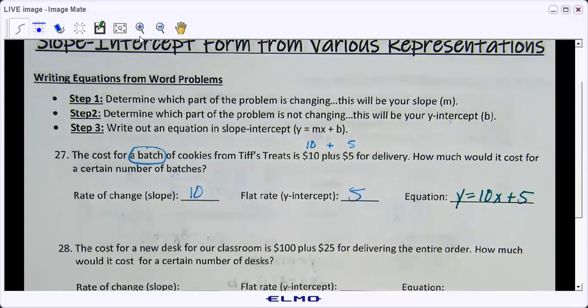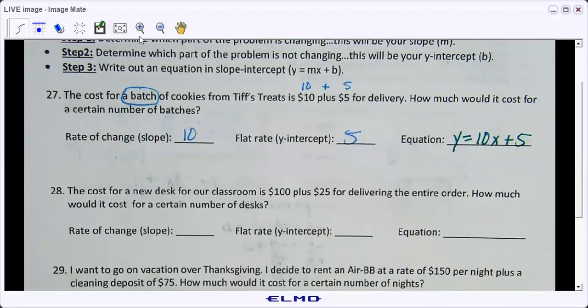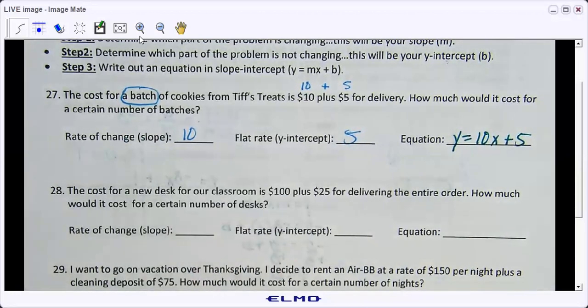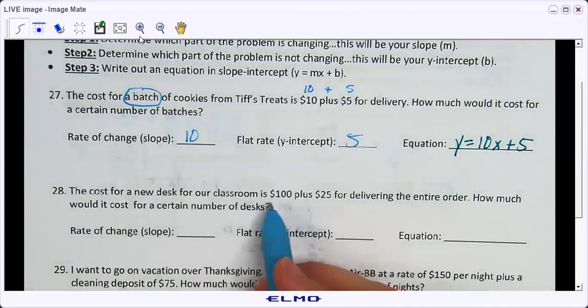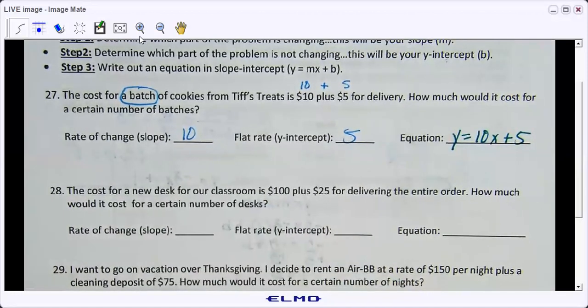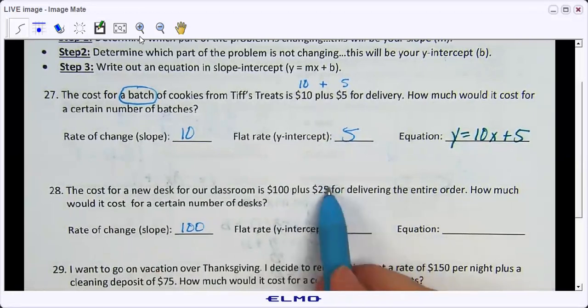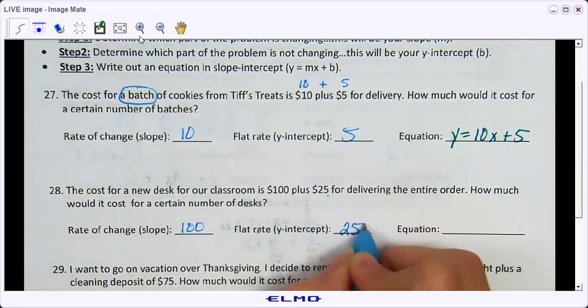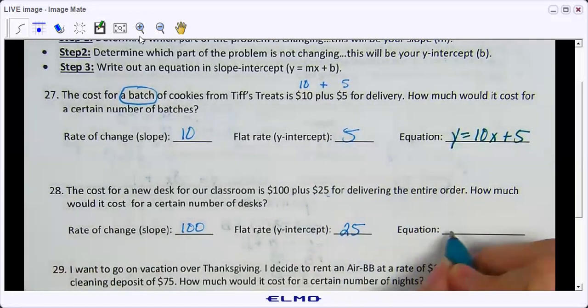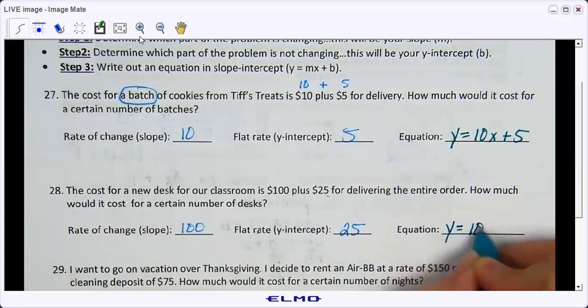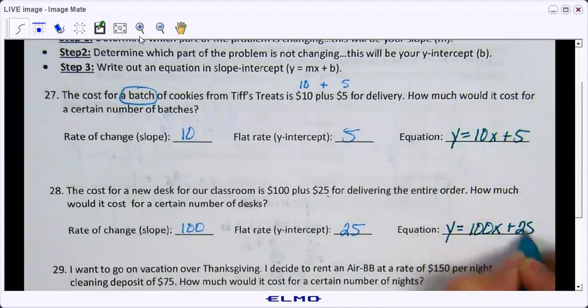All right, let's go to 28. The cost for a new desk for our classroom is $100 plus $25 for delivering the entire order. How much would it cost for a certain number of desks? So we don't know the number of desks, but we do know that it's 100 per desk. So that's what's going to change. Our 100 will keep going up depending on the number of desks. So our rate of change is 100. And we have a one-time delivery fee of 25. So that's our y-intercept. And so our equation is y equals 100x plus 25.